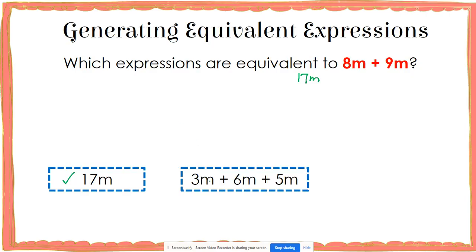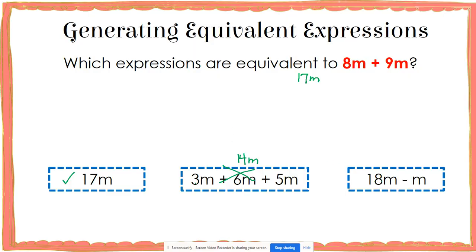So I know that 17m is definitely an equivalent expression to this. But what about 3m plus 6m plus 5m? Well, I notice for this that all of these have the same variable, so I can combine them. So I would do 3m plus 6m, which is 9m, and then 9m plus 5m, which is 14m. Well, that's not the same as 17m, so this is not an equivalent expression.